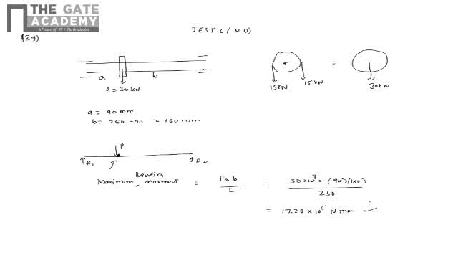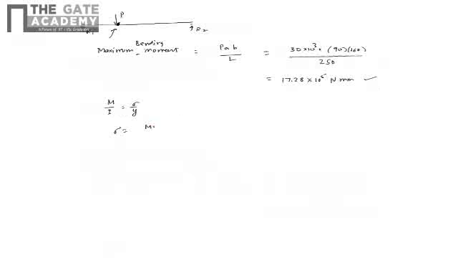Now once you know the maximum bending moment, obviously the stress will be maximum there. So I have to use the bending equation: M by I is sigma by y. So sigma is M y by I. Here y is diameter by 2, and I is the area moment of inertia of the circular cross section, pi by 64 d power 4. So this is 32 M by pi d cube. Now I have to just substitute 32 into 17.28 into 10 power 5 Newton mm.